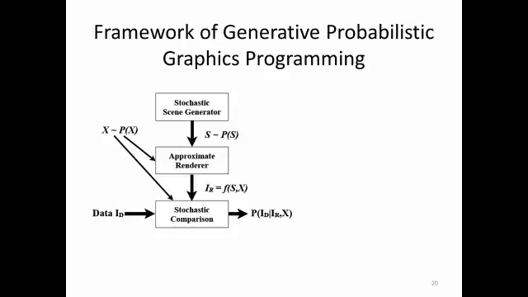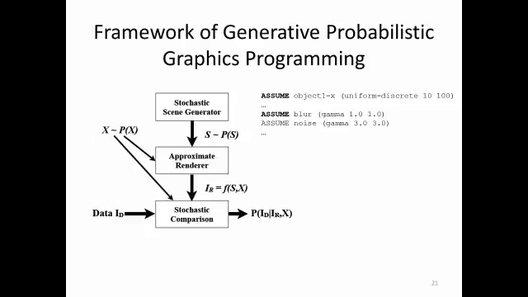And here we developed a framework of generative probabilistic graphics programming. So you do it top-bottom. You have your stochastic scene generator, where you sample your scene objects. For example, you sample object 1, x coordinate from some distribution, and you also sample control variables. Then you have an approximate renderer, which you feed your information about your scene parameters and control variables.